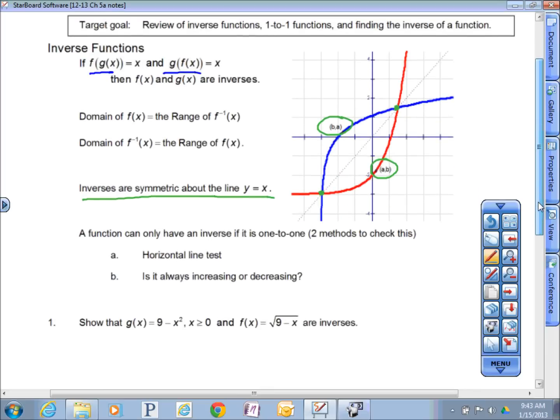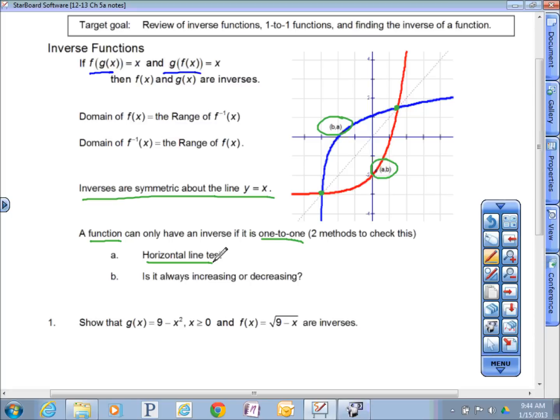A function can only have an inverse if it's one-to-one. So a review of what a one-to-one function is. A one-to-one function has to pass the horizontal line test. So when we talk about a function, it's got to pass the vertical line test. Well, if it's also one-to-one, it's got to pass the horizontal line test. So if I draw a horizontal line, it can only hit the function one time. Or the other way to check to see if a function is one-to-one is to check to see if it's always increasing or decreasing. We'll get into some examples of how to do that in a little bit.